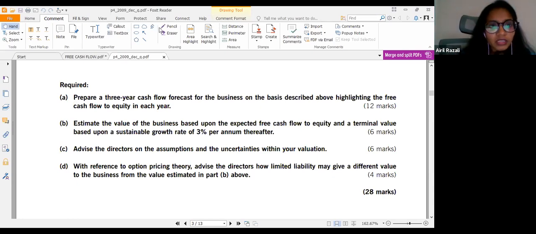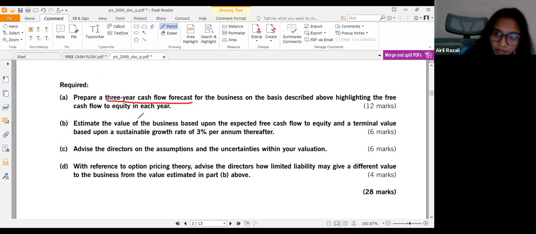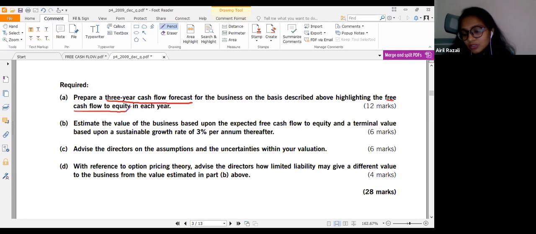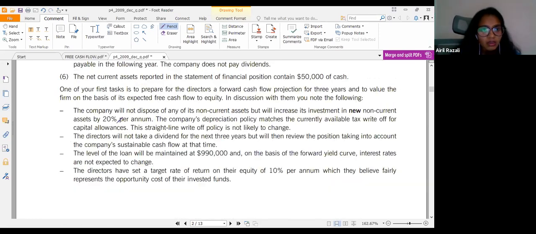Now the requirement: he said prepare a 3-year cash flow forecast for the business on the basis described above, highlighting the free cash flow to equity. You need to be careful because he asked you to calculate free cash flow to equity. There are so many methods where you can start this question, but let's do it in the simplest manner we can find. We start with reading the question.